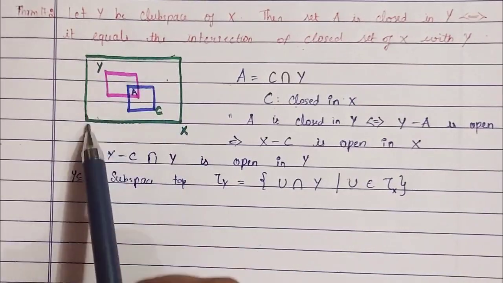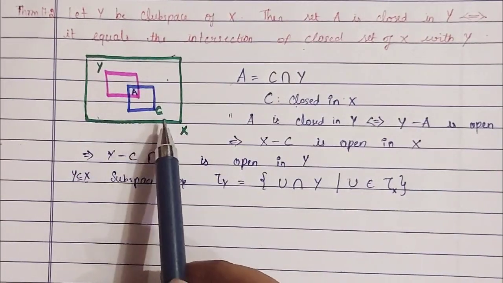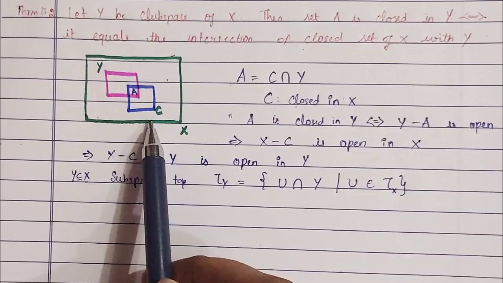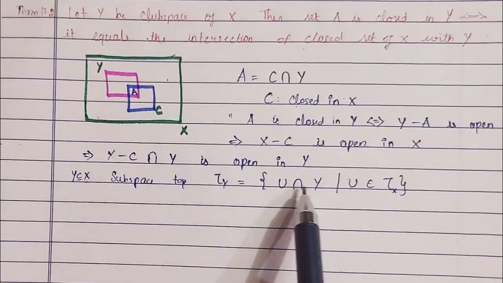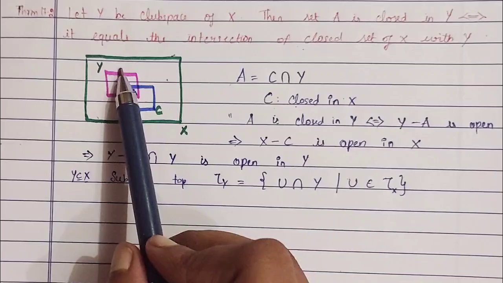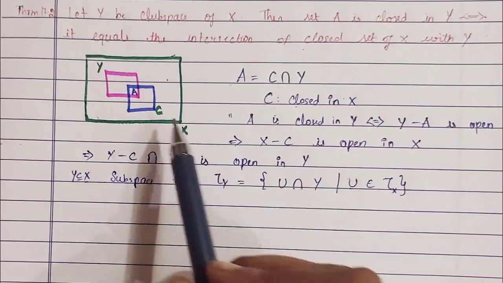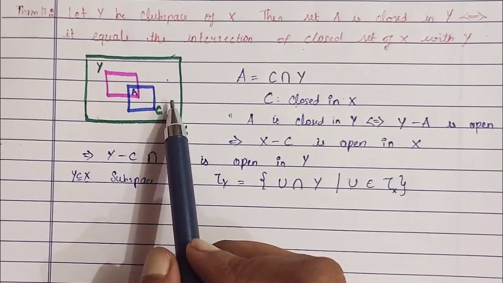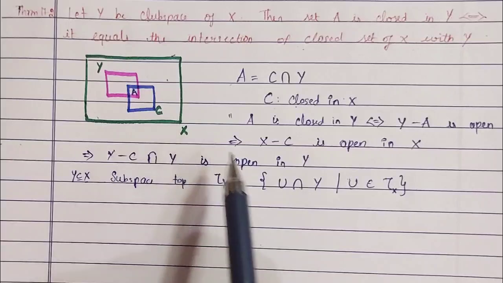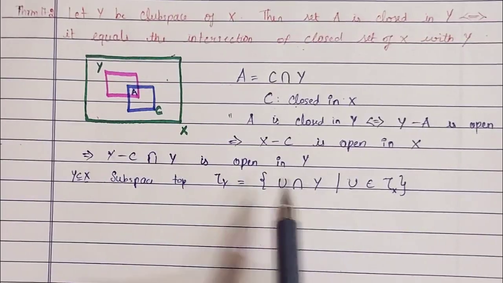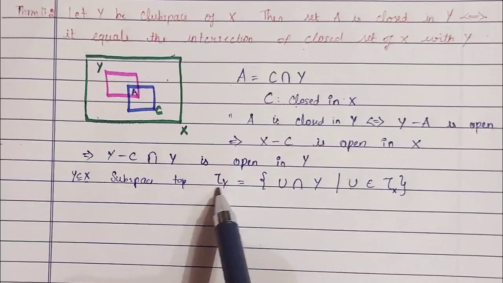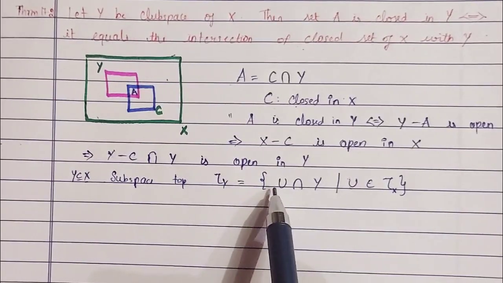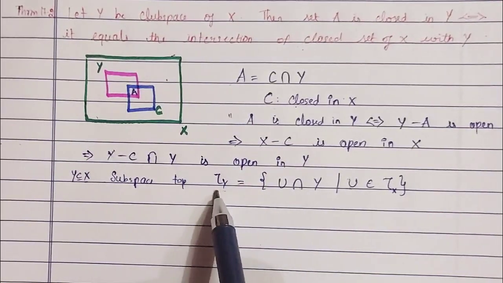So I have topology on X also. That is the collection of all open sets inside X, that is U. When I take one U and intersect it with Y, I get one of the elements. Then taking another open set and intersecting it with Y, I keep on doing this to collect the tau Y. If I complete this, then that collection becomes the tau Y.